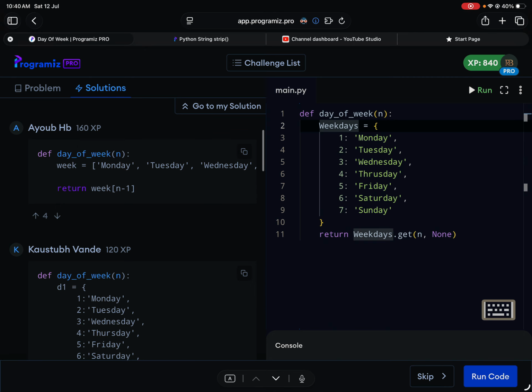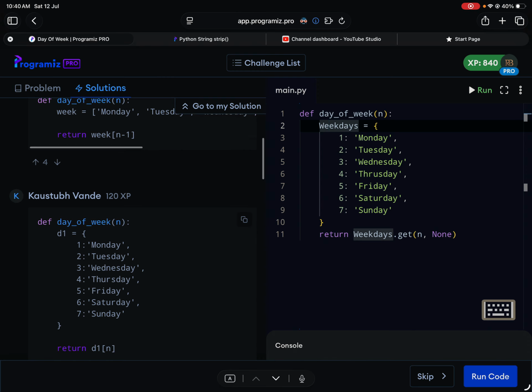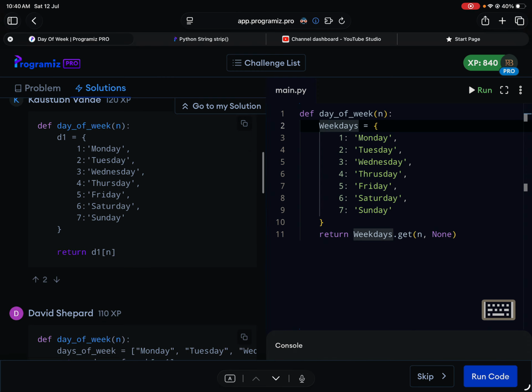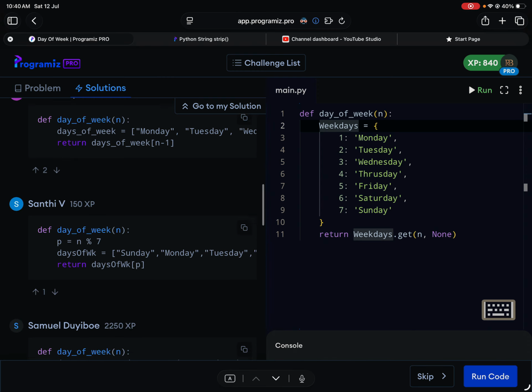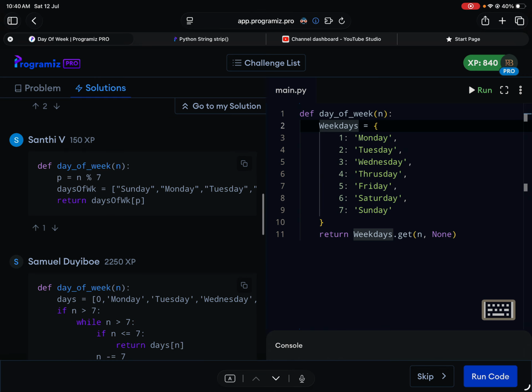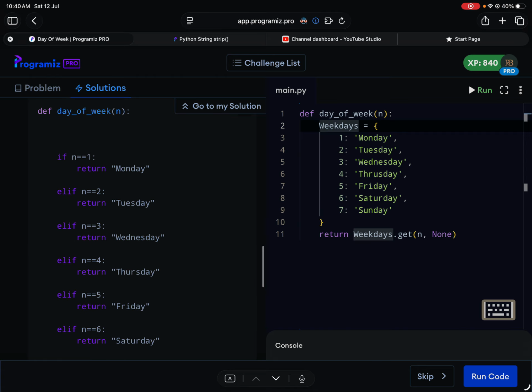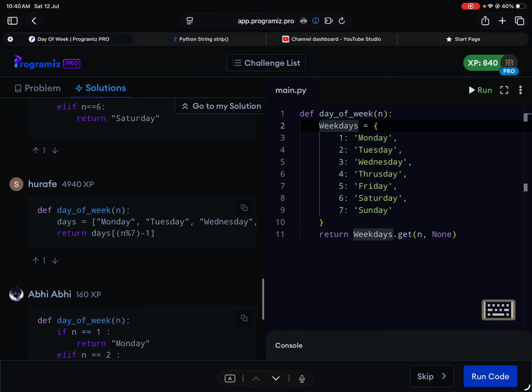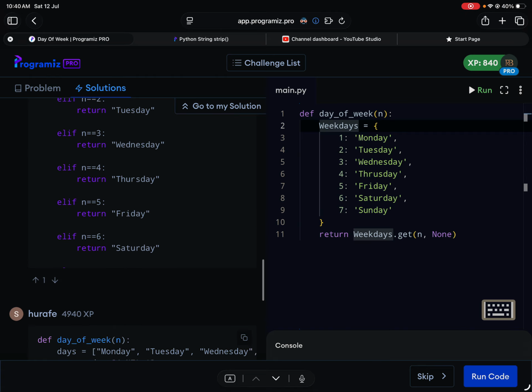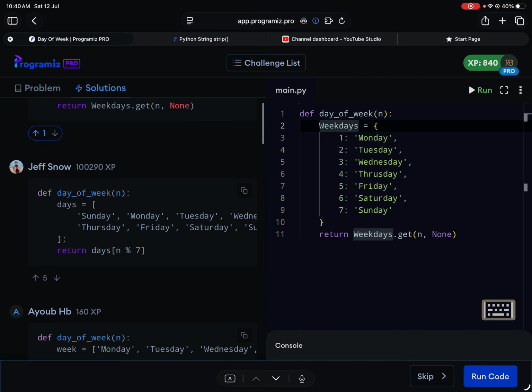Okay, this person has done something. Okay, they are just accessing the element. Okay, this person has done something similar. Okay, so this is also another way to do it. But I guess the modulo 7 is what I like. This one is what I like.